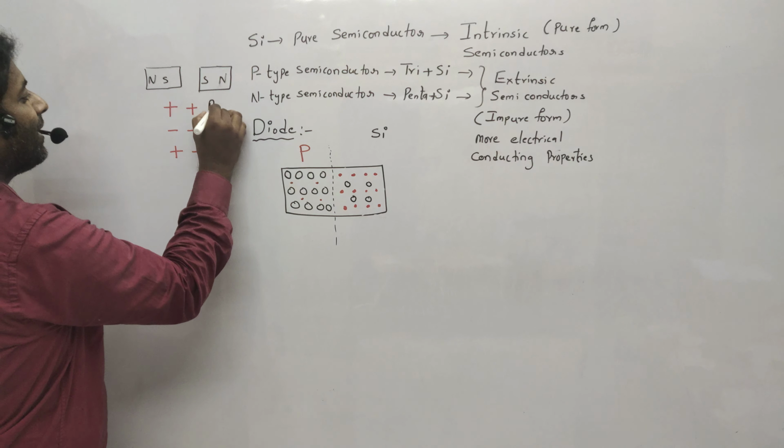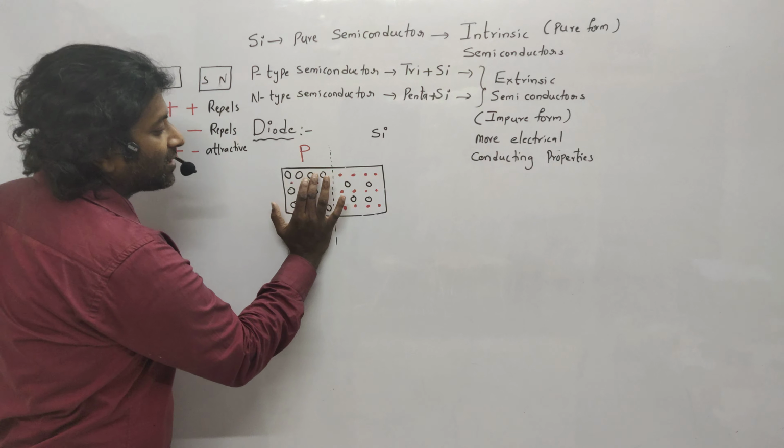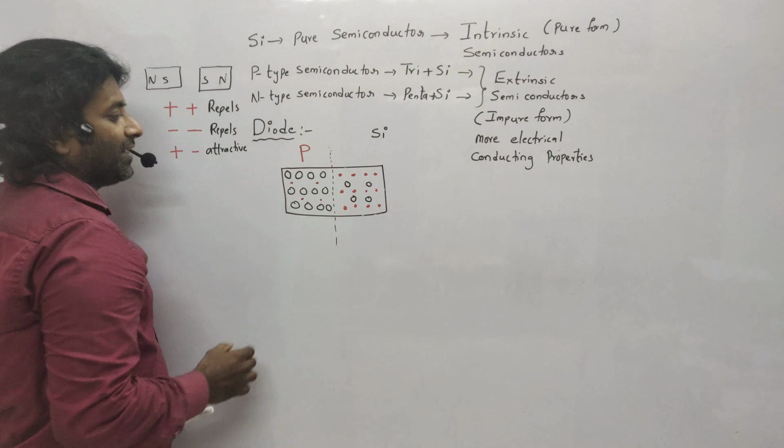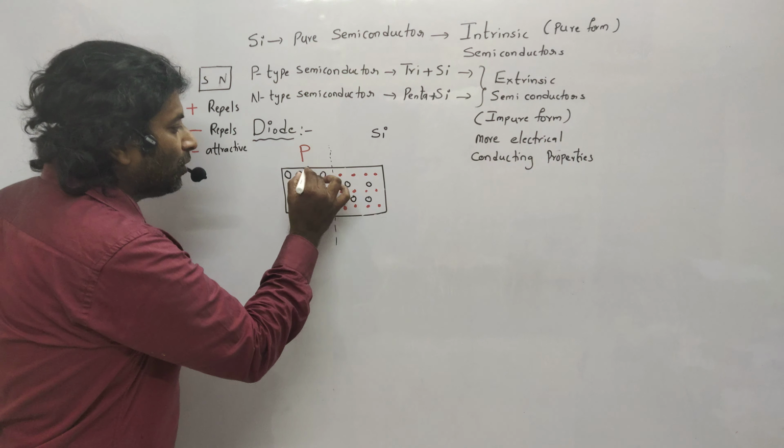This is the partitioning line, an imaginary line. We are not cutting into two parts, it is an imaginary line. So on the left side, what are we having? We have holes. Holes mean we need to assume them as positive charged particles. So there is repulsion between positive charge and positive charge. Some holes will be sent towards the other side. So these holes are shifted like this. They cross the boundary.